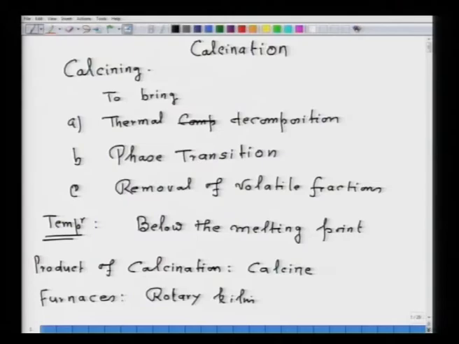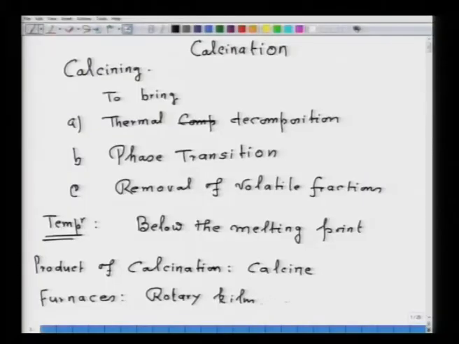This rotary kiln is employed for production of cement. Cement industry rotary kiln has a very big application. Also calcination of limestone, also the removal of water from alumina and so on. Then fluidized bed reactors, multiple hearth furnaces.